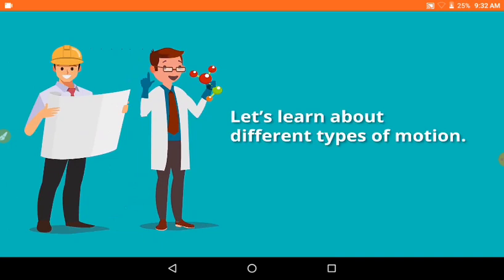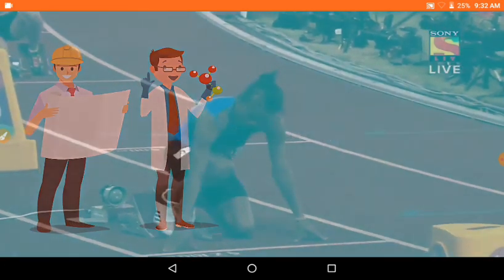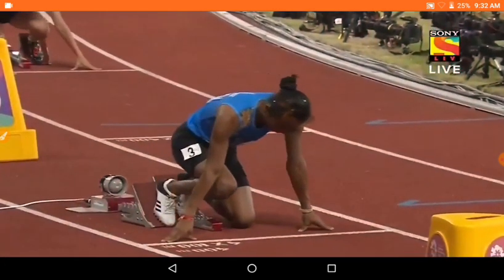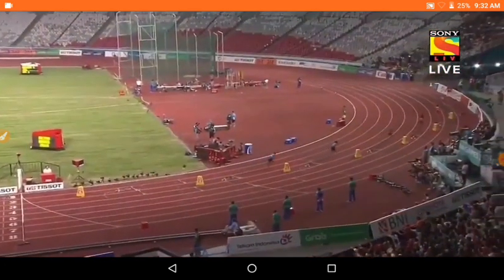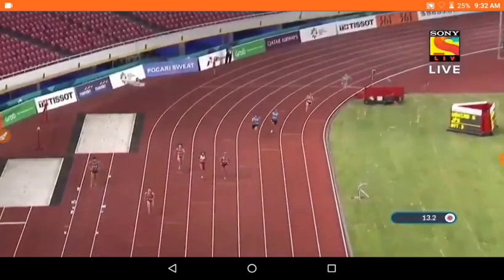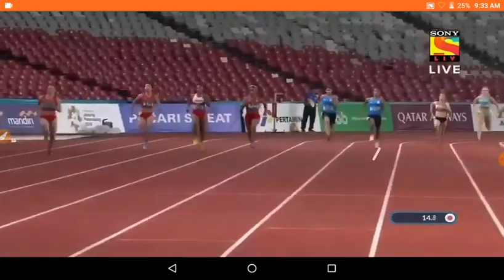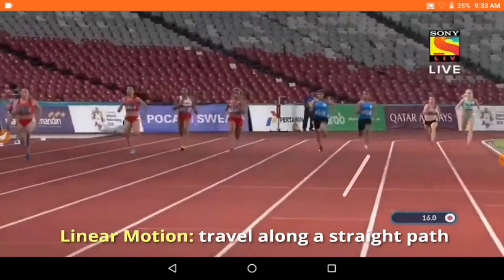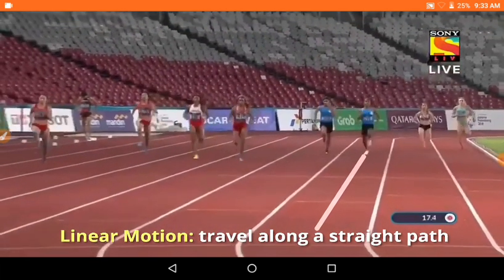types of motion? Look at India's star athlete Hima Das running on the track. She is running on a straight path. This kind of motion is called linear motion.